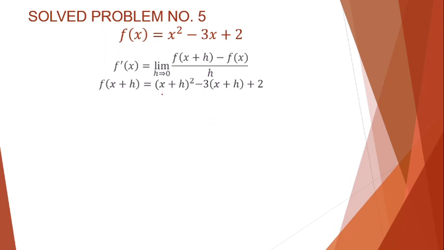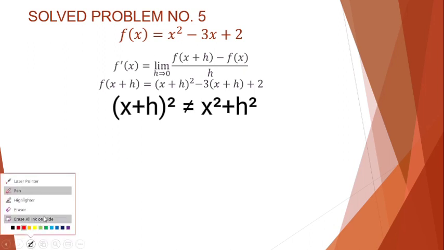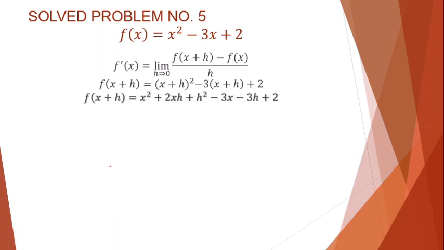Because we believe in here that x plus h squared is not equal to x squared plus h squared. Meron po tayong tinatawag, di ba, na squaring binomial, binomial theorem. So, di ba ganito? Square the first and the second term and twice the product of the first and second term. So, x times h is xh times 2 is 2xh. Oh, x times x is x squared and h times h is h squared.